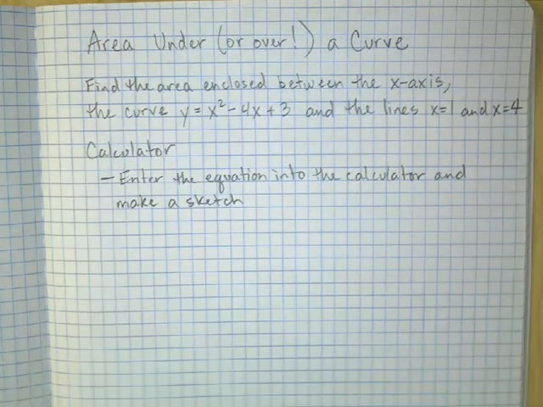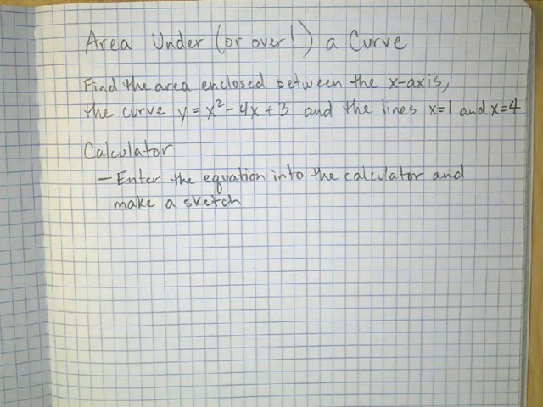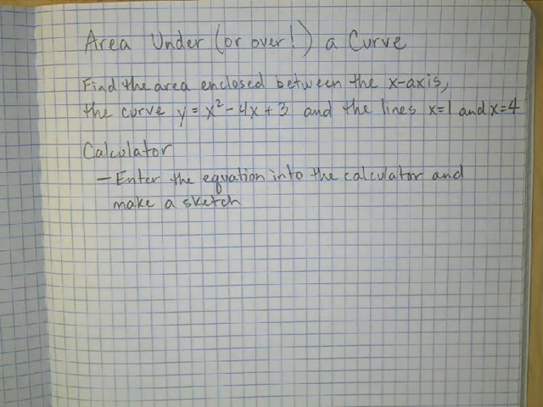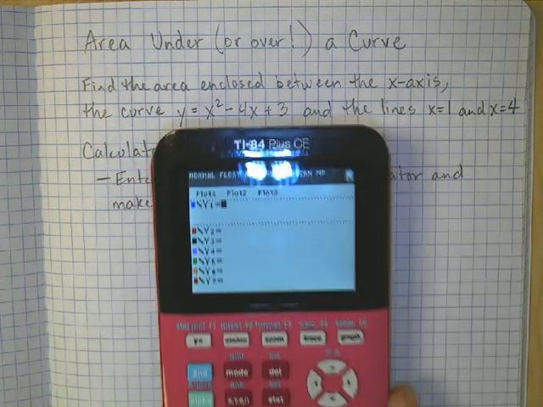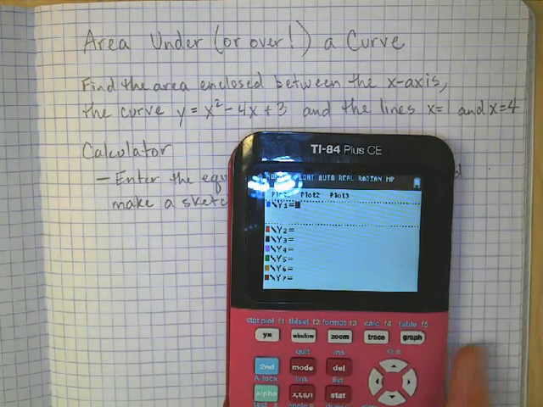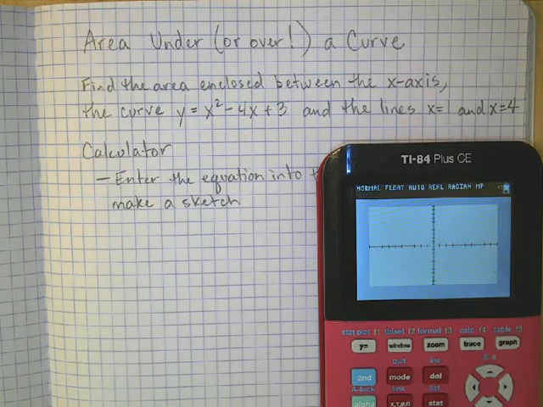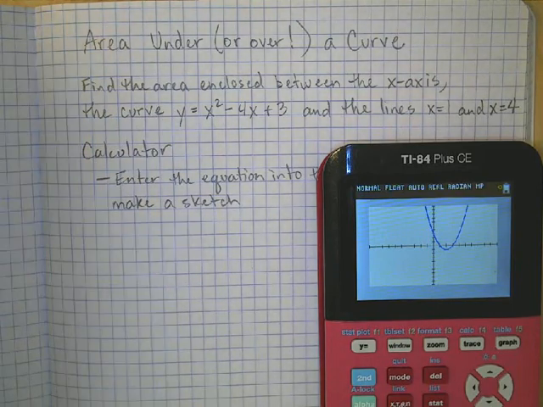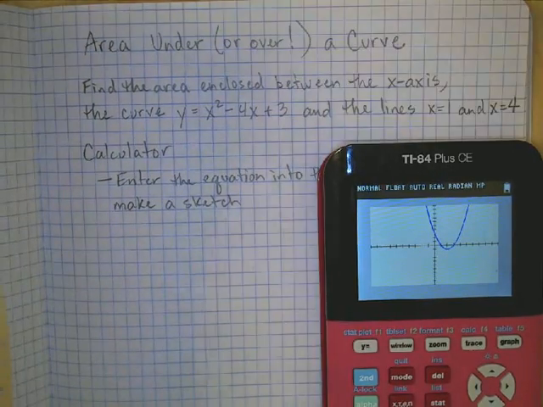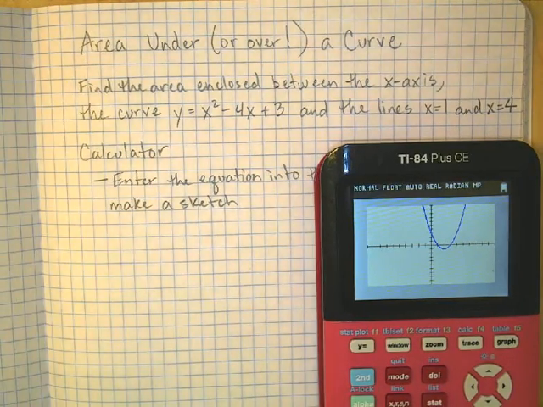Okay, so get my calculator. And I'm going to go to y equals. Let's get the glare off of it. And I'm going to type in x squared minus 4x plus 3. And let's graph it. And then we want to make a sketch. What did I do with my straight edge? There it is. Okay, so I'm going to sketch my graph.